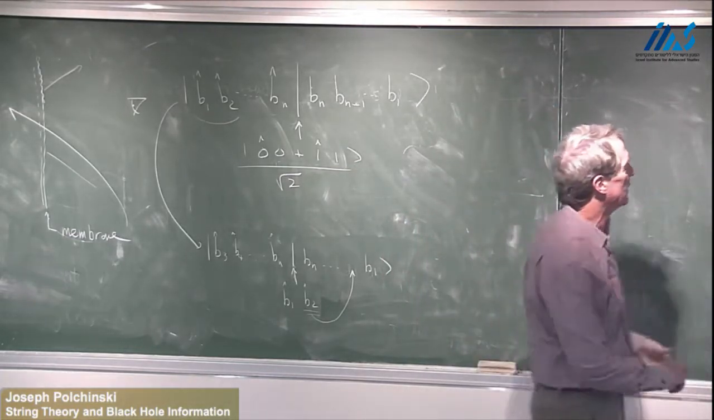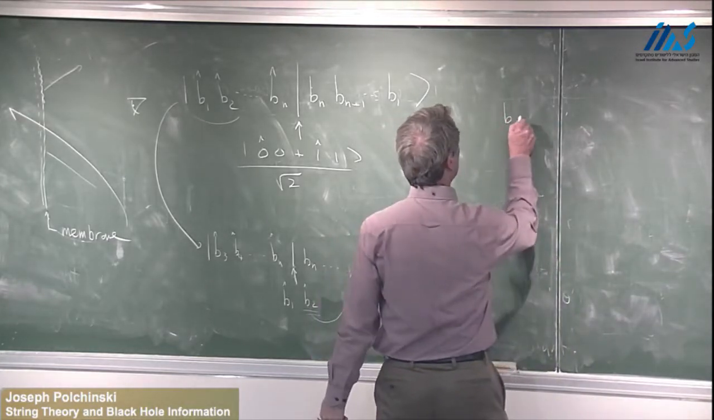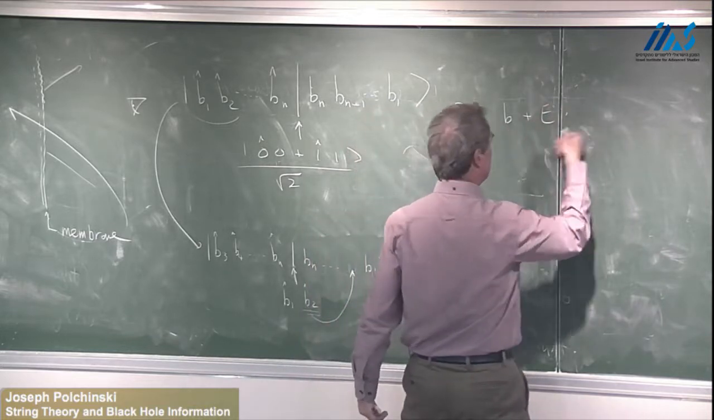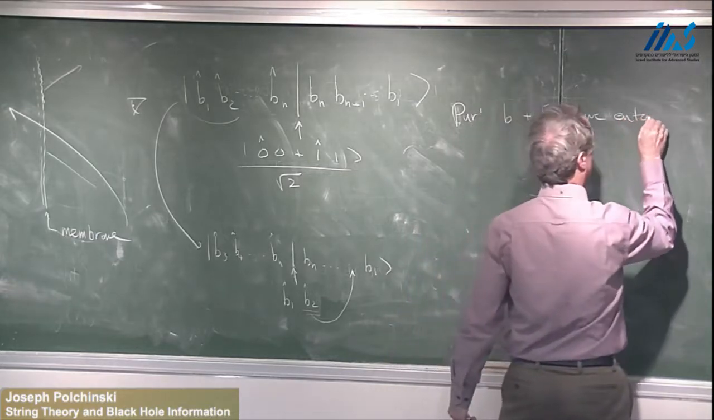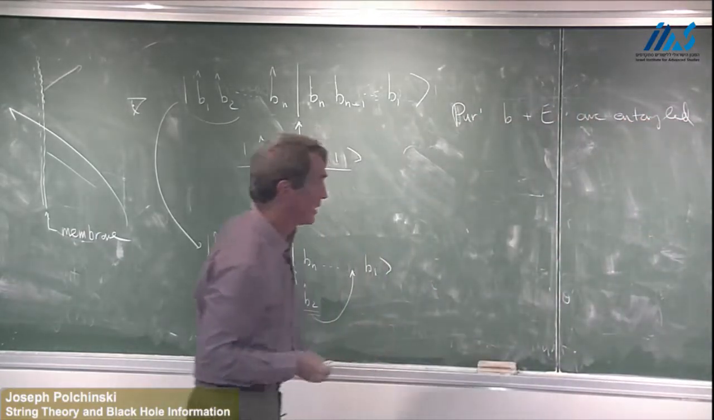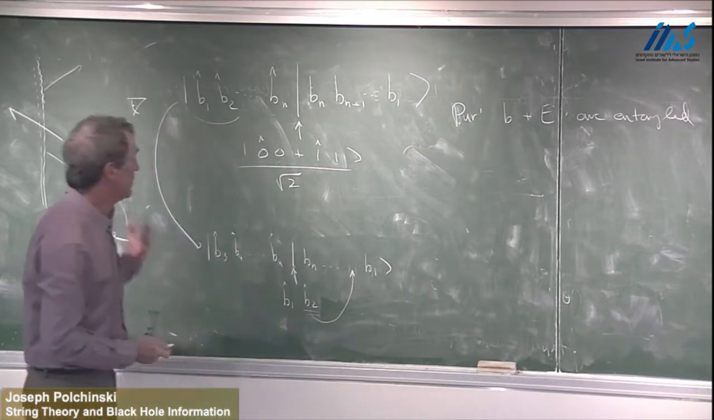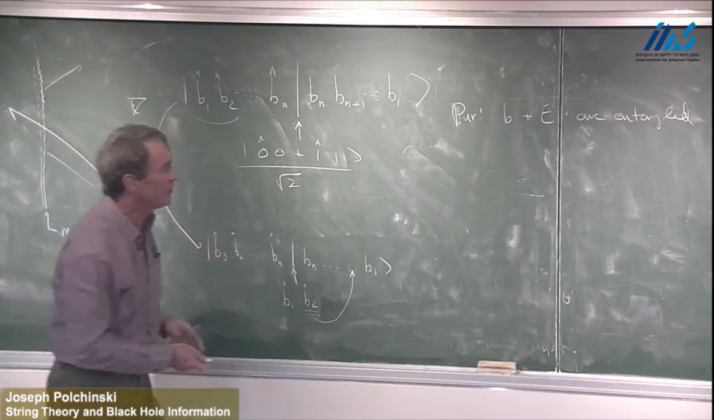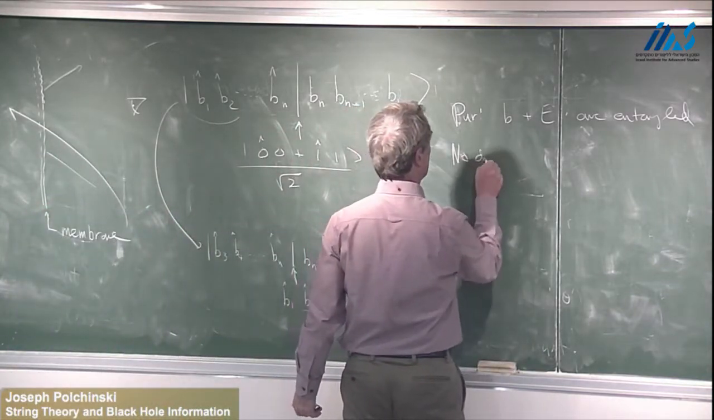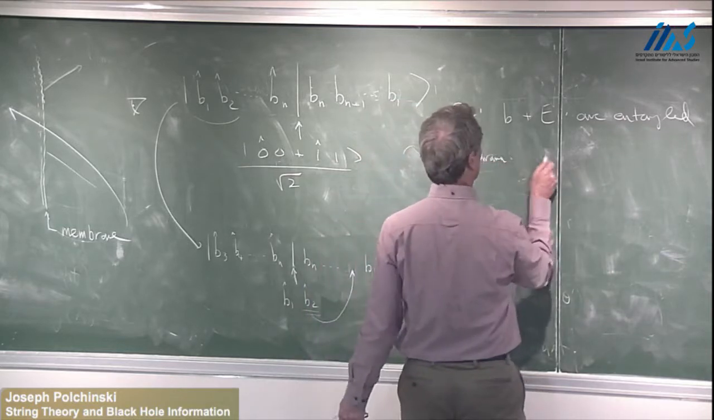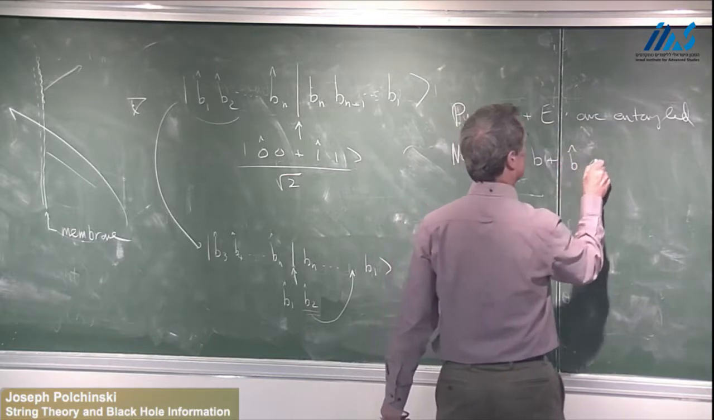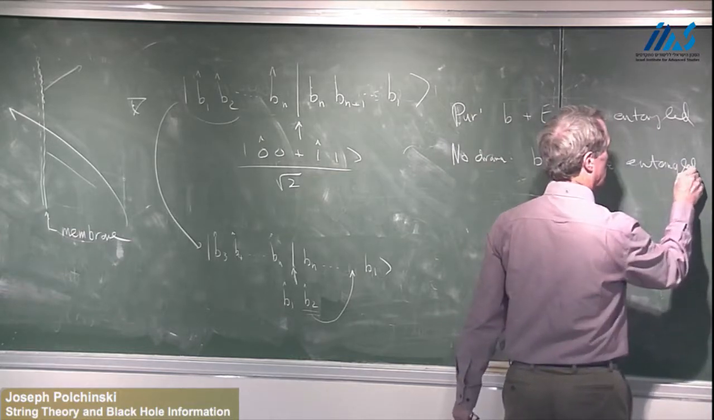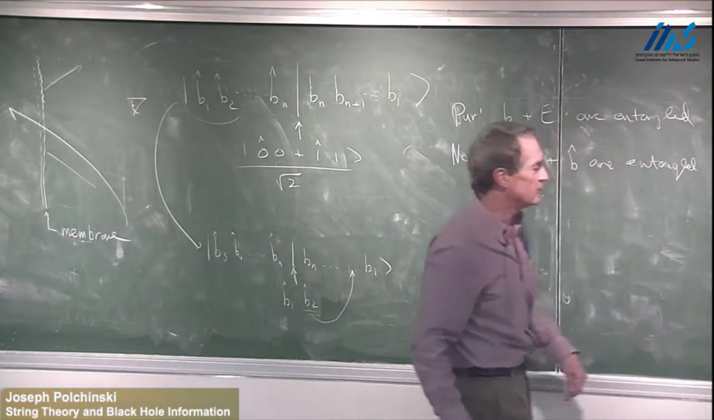Again, purity requires that B and E are entangled. No drama, that is, quantum field theory and curved space-time working in the region of the horizon, implies that B and B hat are entangled. The third assumption here, about the statistical interpretation, doesn't really play a role.